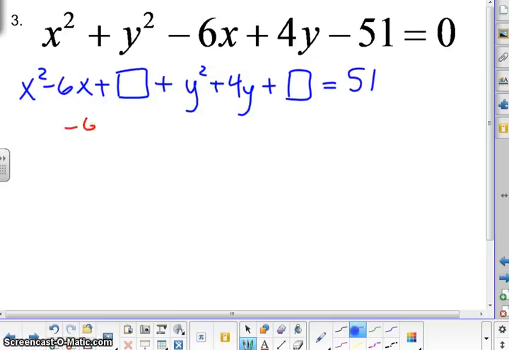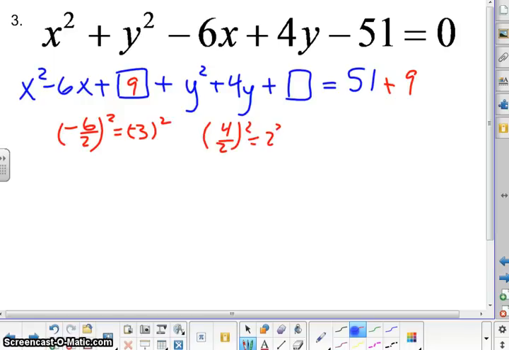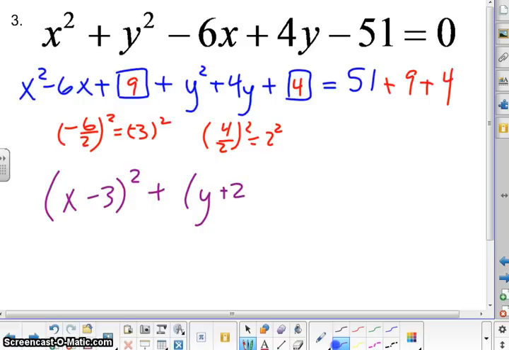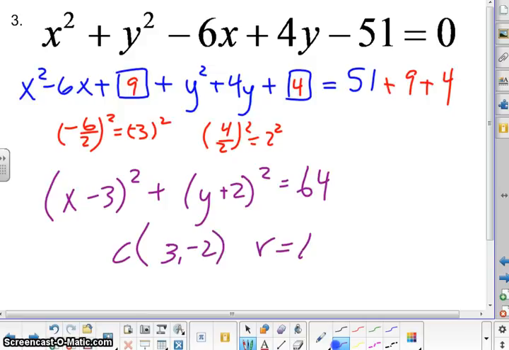And negative 6 divided by 2 is negative 3 squared. So that's going to be 9 in here and in the back. And then here we have 4 over 2, which is 2 squared. And that's going to be 4 in the front and in the back, or left side and right side. All right, and let's go ahead and factor. So we have x minus 3 squared plus y plus 2 squared equals, when you add all that together, you get 64. Center point is at 3, negative 2, and the radius is 8.